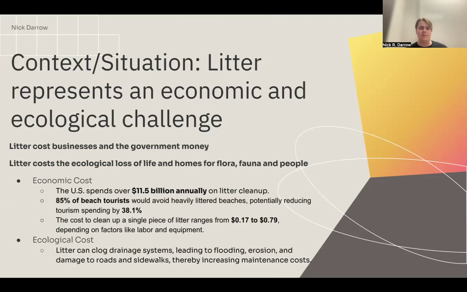38.1%. The cost to pick up a single piece of litter is anywhere from 17 to 79 cents. And litter can clog drainage systems, leading to flooding, erosion, and damage to roads and sidewalks, which we are very familiar with here in the city of Norfolk.